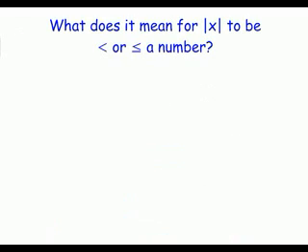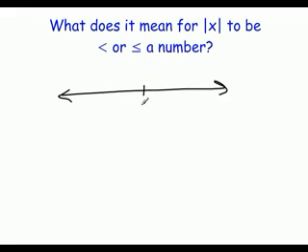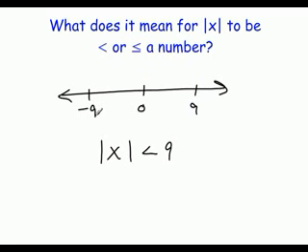So what does it mean for absolute value of x to be less than or equal to a number? So let's think about that. If I have my number line with my 0, and let's go back to absolute value of x is less than 9. So I know I'd either be 9 away or negative 9 if it was equal. But I want to be less than that. I don't want to be 9 away. I want to be less than 9 away. So that would be shading everything here. And then this is also less than 9.